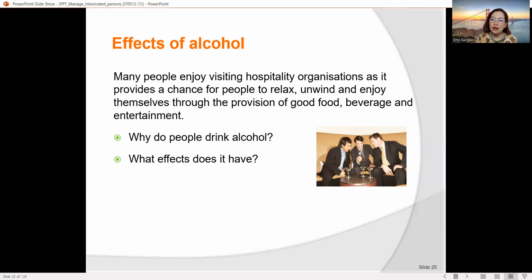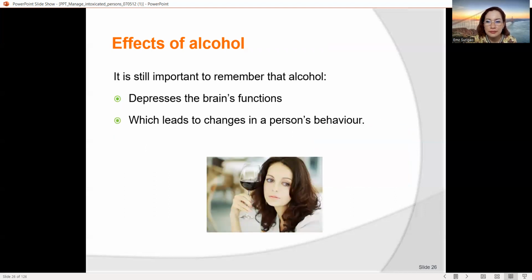Or else plain spirits, right? Tequila, you drink only plain tequila. So it has effects as well. Consider it as a question to yourself: what is the effect? It is still important to remember that alcohol has causes. So these are the causes.